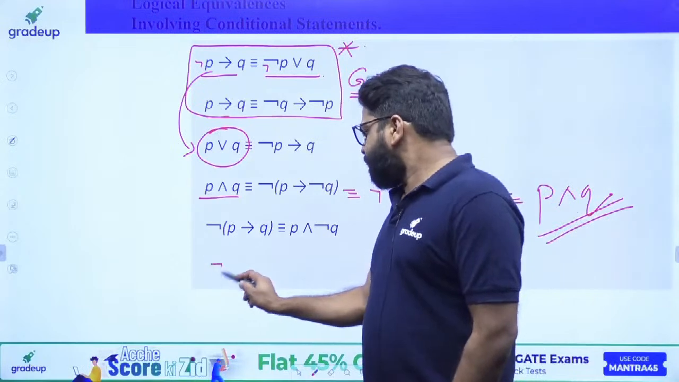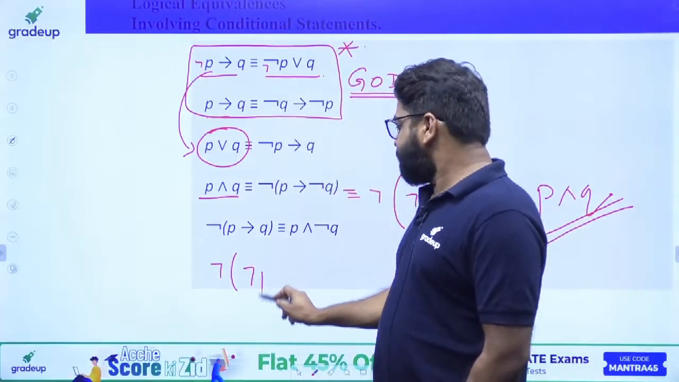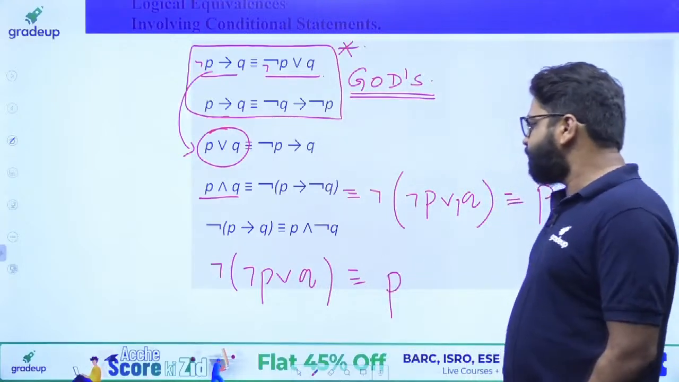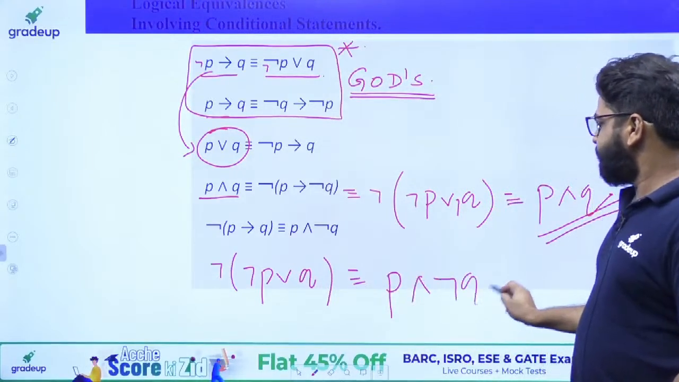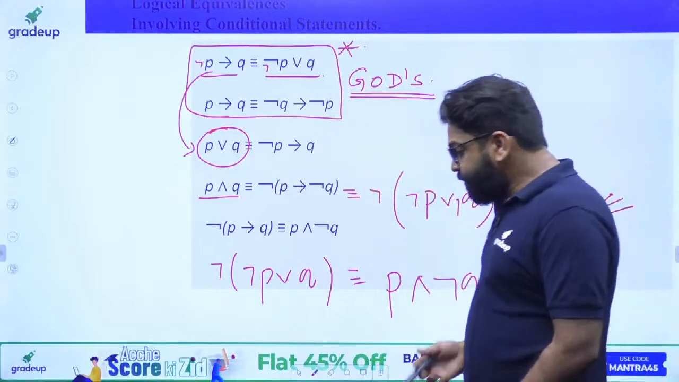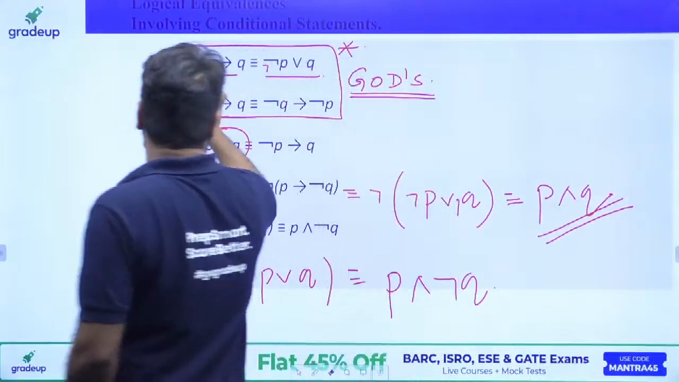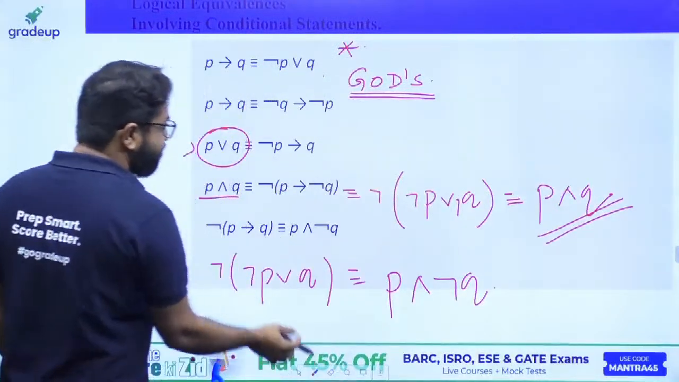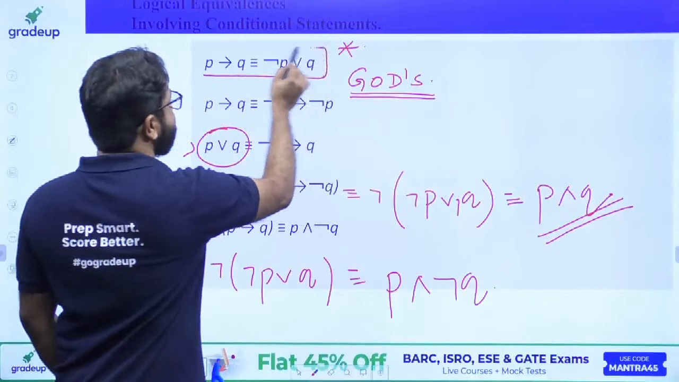Now you can also solve. Again remember the rule, what is that? Negation of P or Q. So take the negation inside. Here you will be getting P and here you will be getting negation of Q. So the main important thing is which is nothing but this rule. This rule is very impressive and very important in the GATE examination.